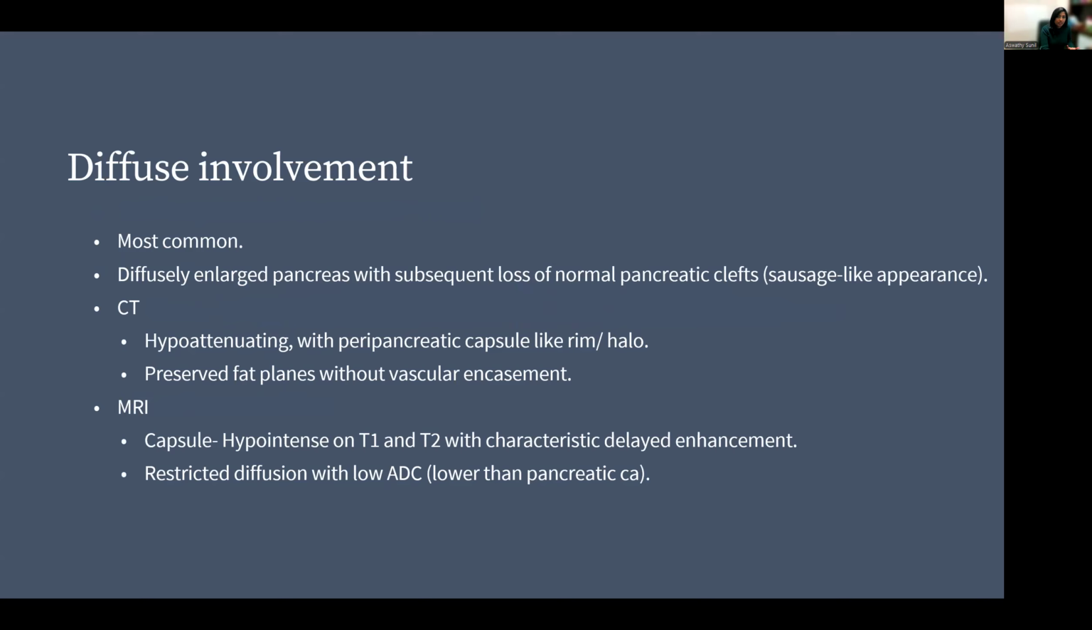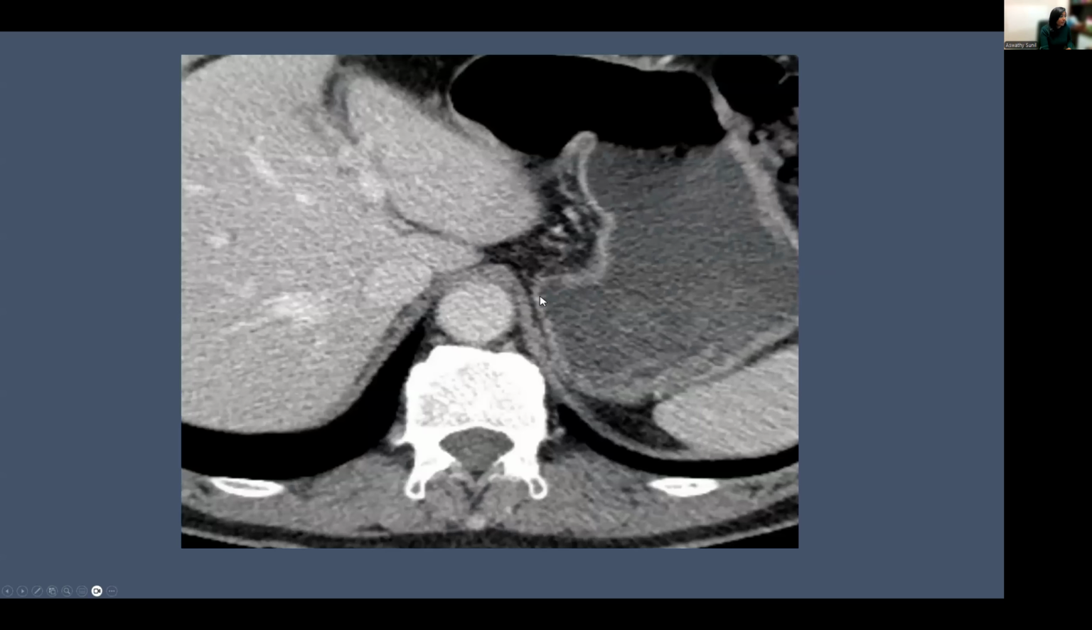On CT, they are usually hypoattenuating with a peripancreatic rim or halo. The fat planes are preserved without any vascular encasement. And on MRI, the capsule is typically hypointense on T1 and T2 with characteristic delayed enhancement. There can be restricted diffusion, and often the ADC values are lower than pancreatic carcinoma.